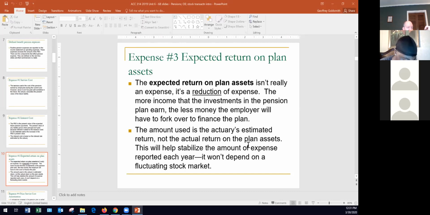This will help stabilize the amount of expense reported each year. It won't depend on a fluctuating stock market.